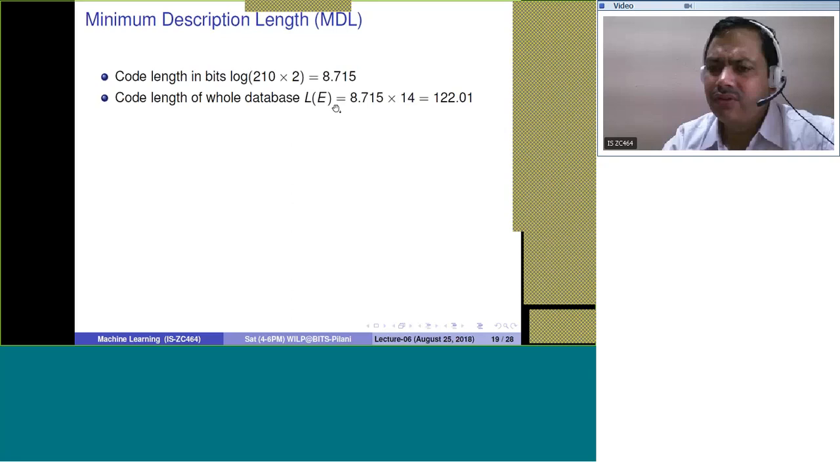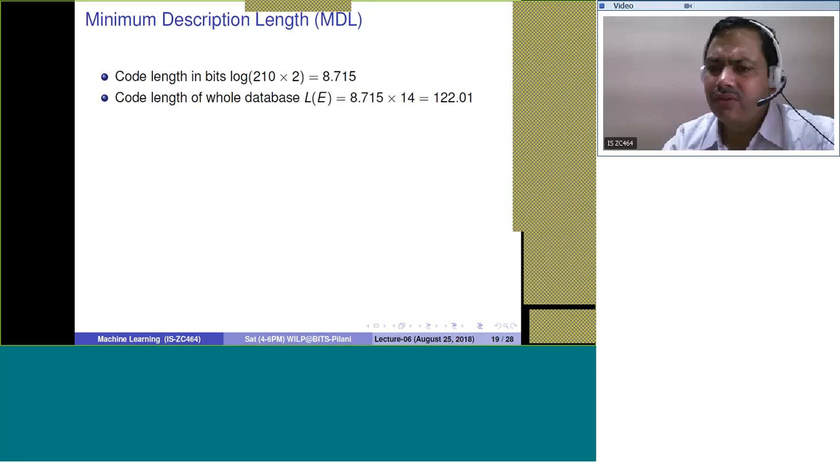Why is it like that? Because there are 420 different numbers, and for each number you take the log. Therefore, at least this much number of bits is required. 14 different rows are there, so you need this much number of bits.